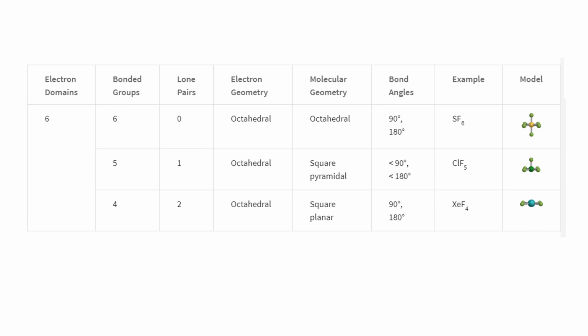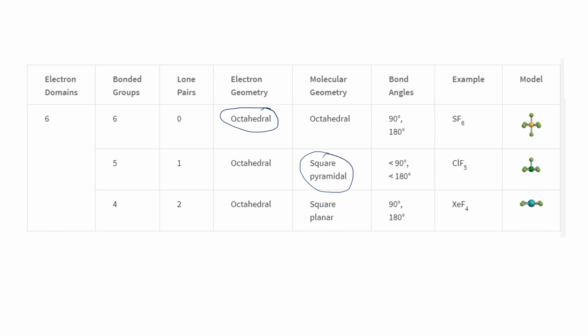The last page of this chart is for six electron domains, which is going to give us the octahedral electron geometry. Again, with no lone pairs, the molecular geometry is octahedral as well. However, if we have one lone pair, it doesn't matter where we put it, we can put it into any one of those six positions. And we're going to end up with a shape called square pyramidal.